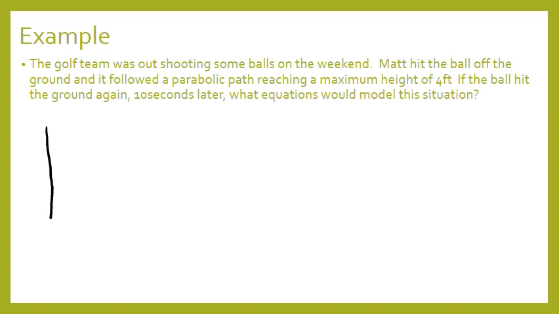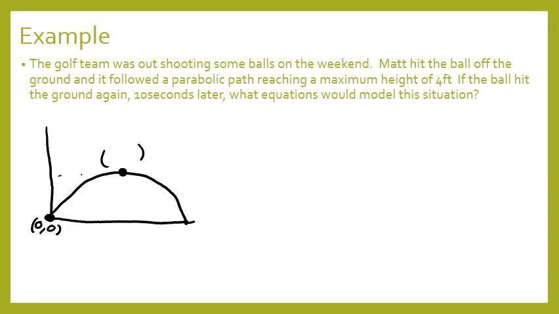So let's take into account our typical parabola graph that we would have. In this case, he hit it off of the ground, so we do have an initial point at 0, 0. It followed a parabolic path. How this parabola is drawn doesn't really matter. What matters is the key features. It reached a maximum height of 4 feet. If you think about height, that would be my y value. So when I label that point, I'm going to put a 4 in for the y.